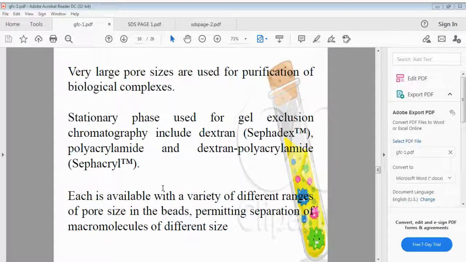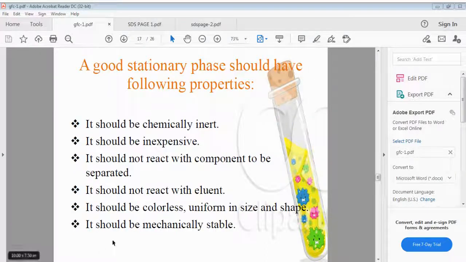They are available in a variety of sizes, a variety of pore sizes, which will enable the separation of different molecular weight proteins. So by selecting these kinds of gels, you can determine the molecular weight of the proteins that are being separated. So what are the properties of a good stationary phase? It should be chemically inert. That means it should not have any reaction with the sample. It should also be inexpensive.